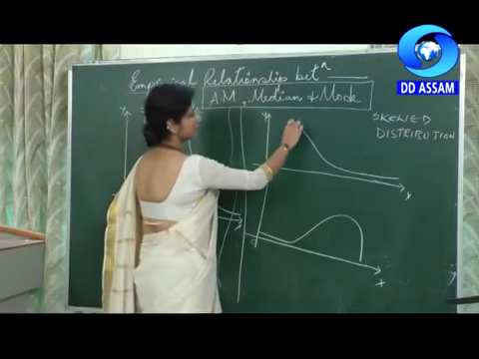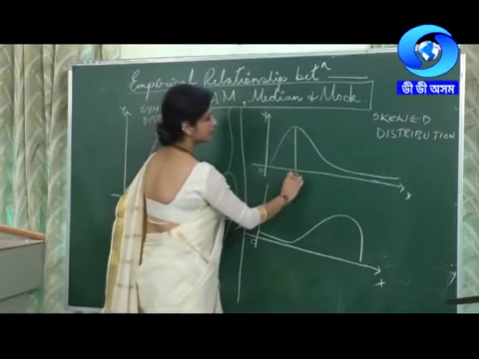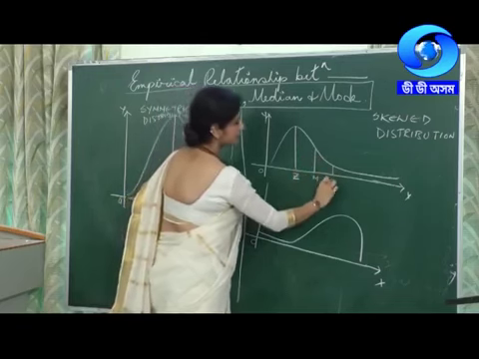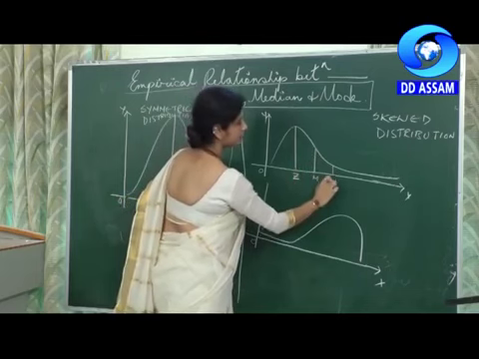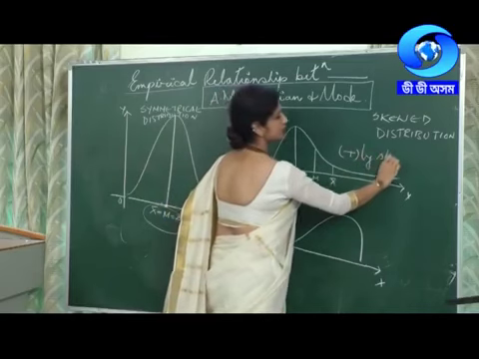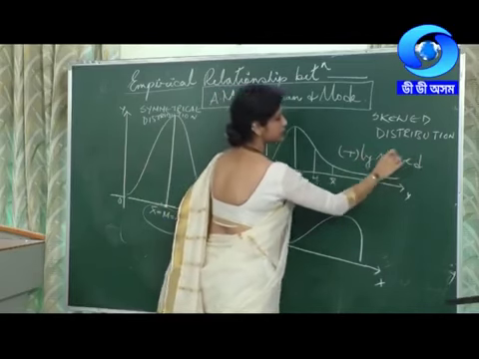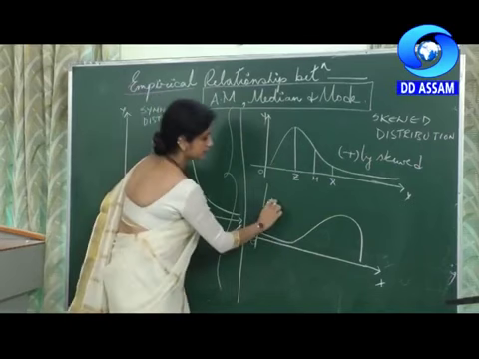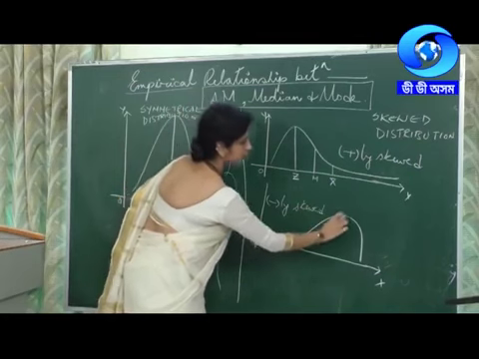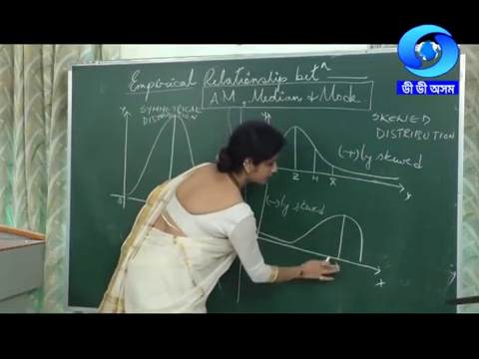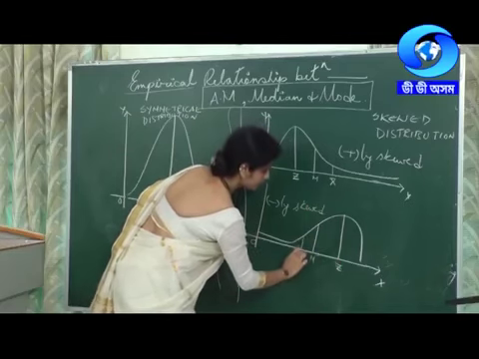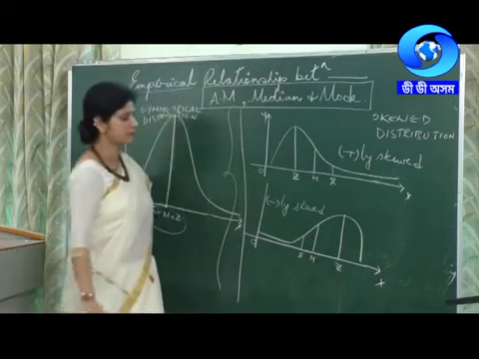Here if you see, this is the mode, then you have median, and here you have arithmetic mean. This is a positively skewed distribution, the curve of a positively skewed distribution. This is a negatively skewed distribution in which here is the value for mode, here you have median, and here you will have the arithmetic mean.